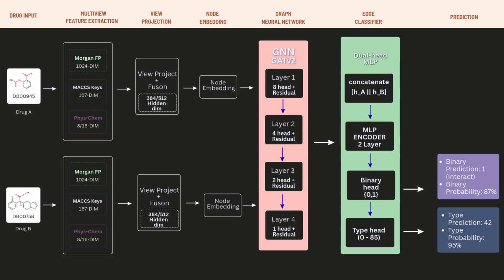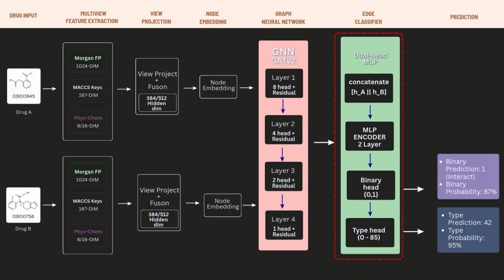I formulated DDI prediction as a link prediction problem on a drug interaction graph. It extracts three complementary views of each drug: Morgan fingerprints that capture substructures, MACCS keys to encode functional groups, and physicochemical descriptors to quantify properties. Then these go to the view projection and attention fusion step, where each molecular view is projected into a unified 384-dimensional embedding space through view-specific multi-layer perceptrons, with batch norm and ReLU activations. Then the node embeddings are processed by a 4-layer GATv2 graph neural network with residual connections. This design addresses the vanishing gradient problem in deep GNNs.